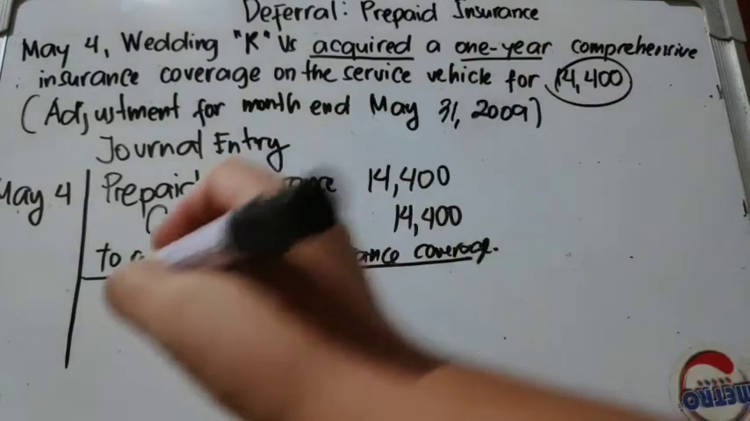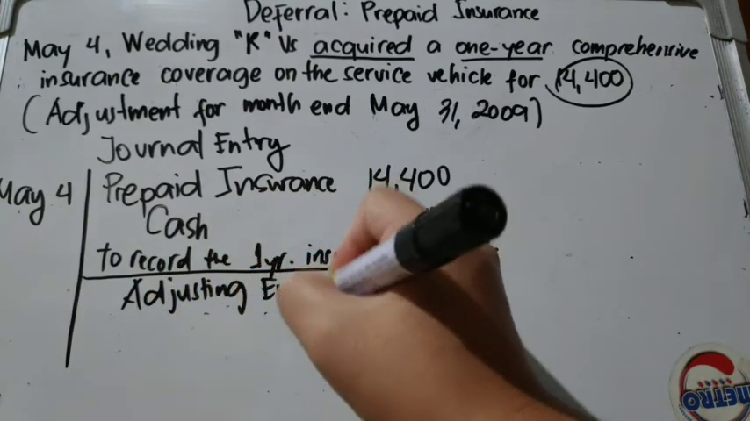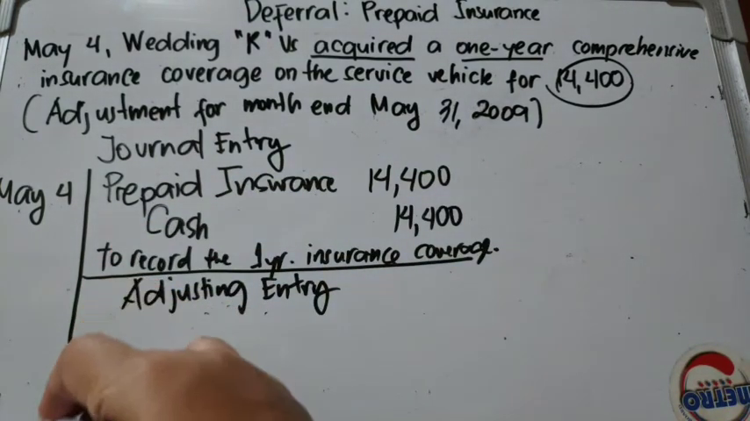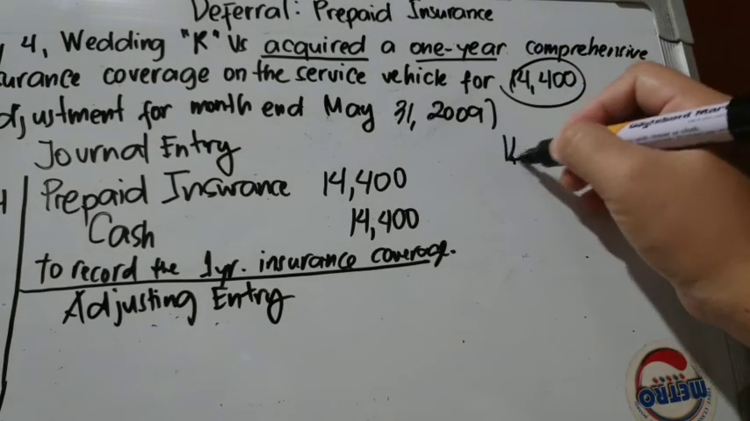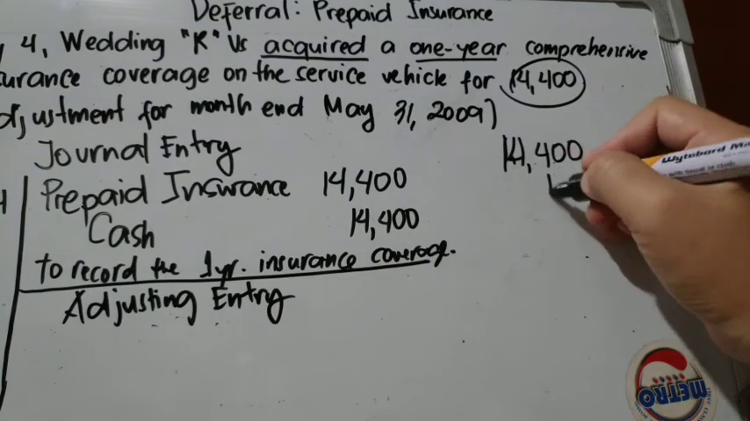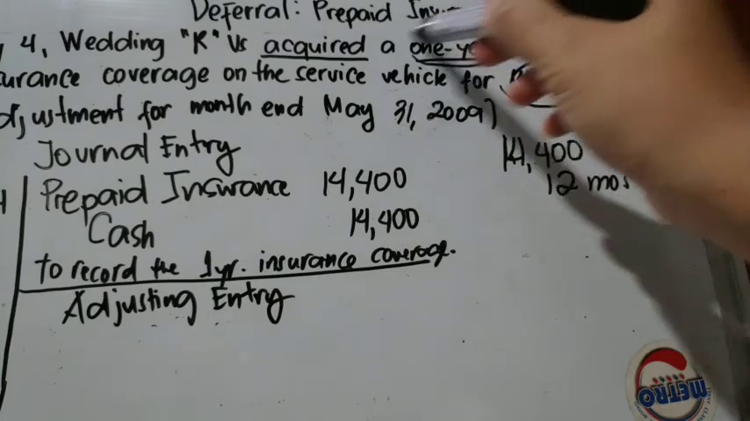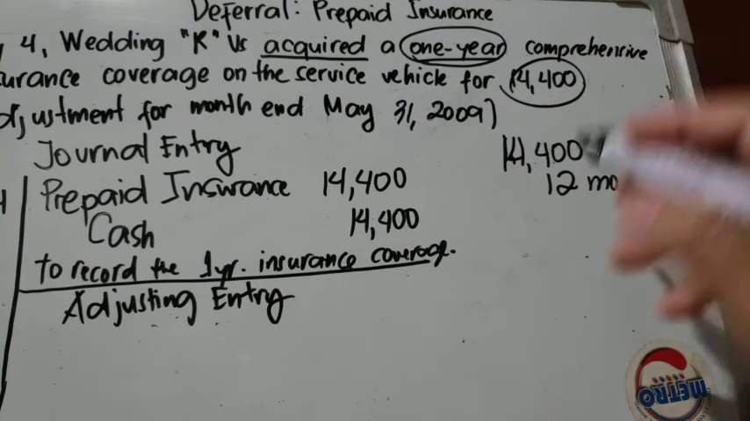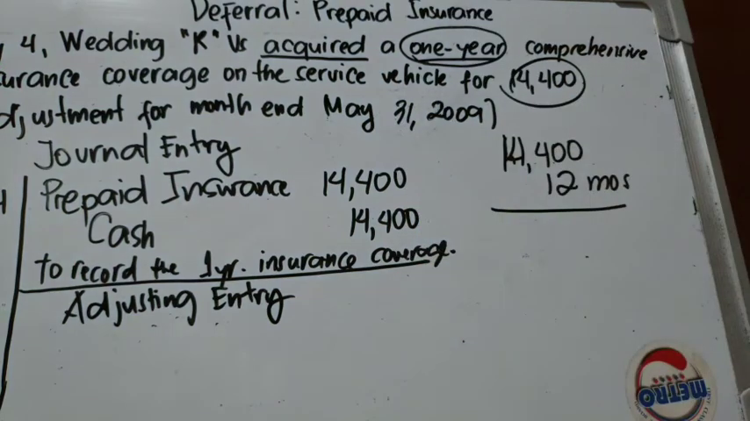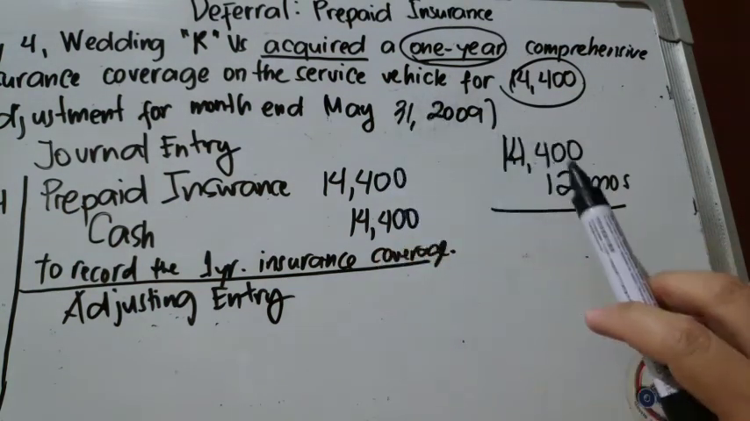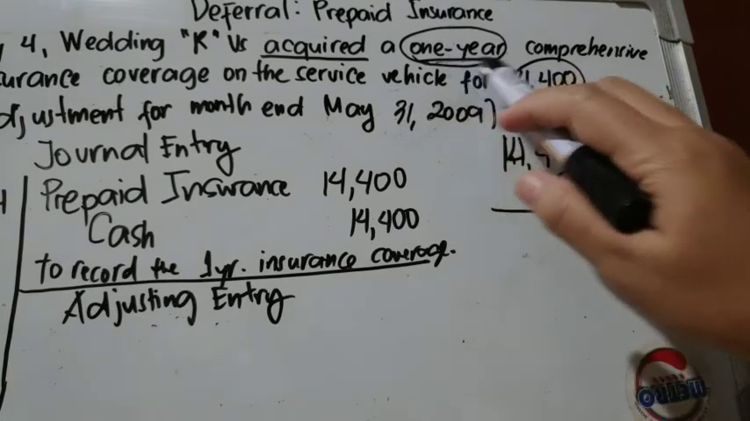Now, before we proceed to your adjusting entry, we need to analyze and solve for the amount to be put on your adjusting entry. Your 14,400 coverage is for 12 months, because of the 1 year. And why do we use months in dividing the amount? Because, as you notice, May 4 to May 31 is only 1 month. So how will you get that? You need to divide 14,400 by the months, which is 12 months for the 1 year.